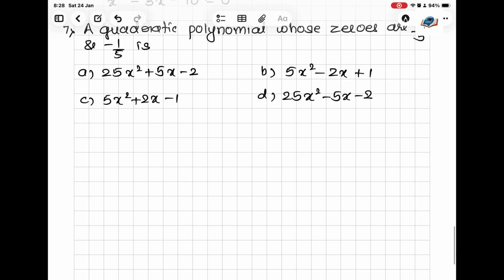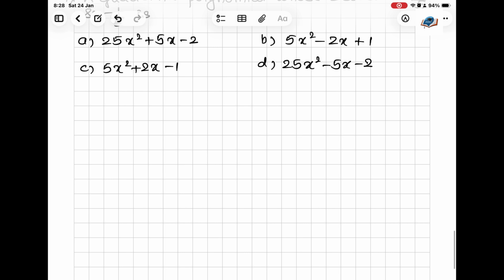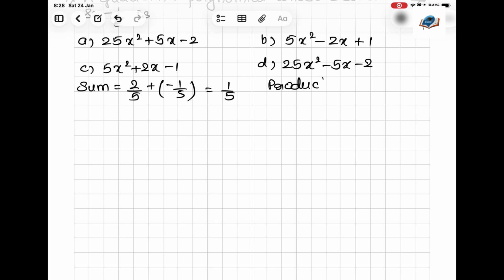Now, if I solve for this, the sum will be equal to 2 upon 5 plus minus 1 upon 5, that is 1 upon 5, and the product will be 2 upon 5 into minus 1 upon 5. So that is minus 2 upon 25.